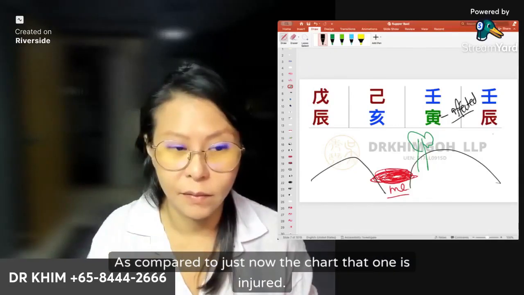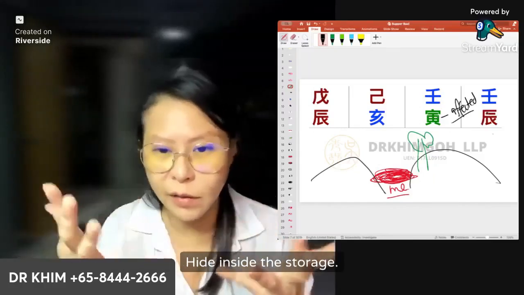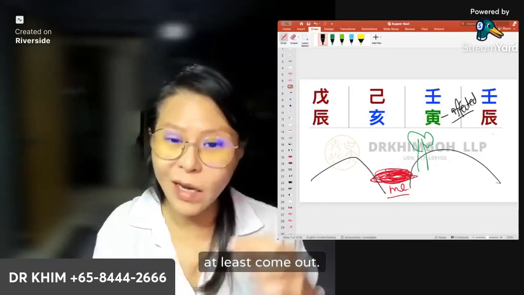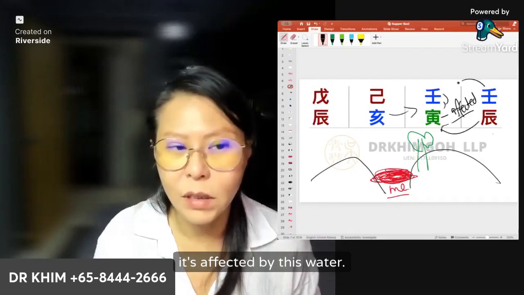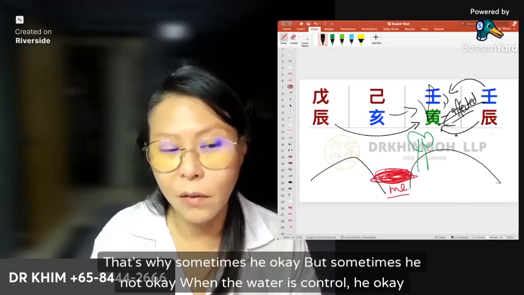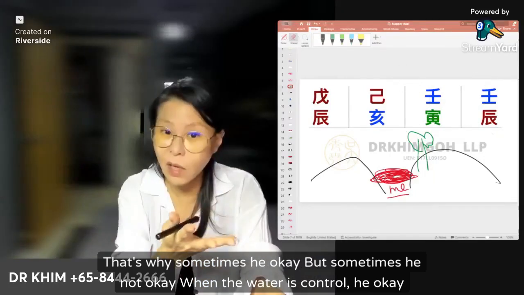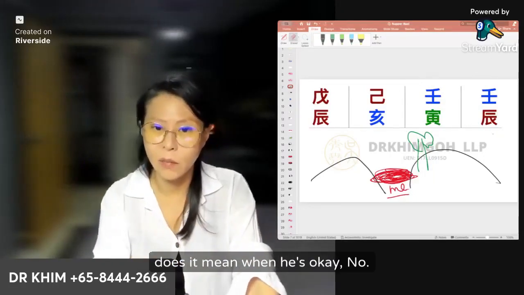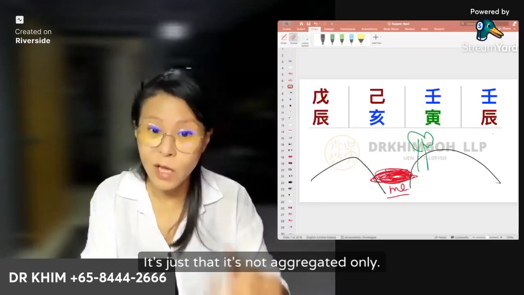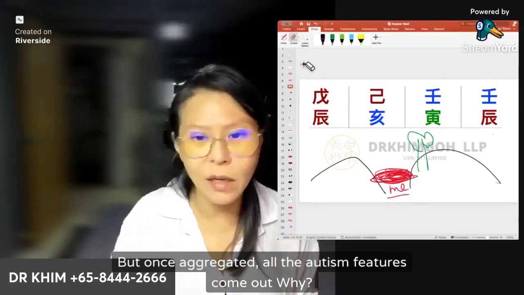As compared to just now that chart, that one is injured. The wood don't even dare to come out. Hide inside the storage. This one at least come out. It's affected by this water. Because anytime 不小心 all this water would finish rotten. That's why sometimes he okay, but sometimes he not okay. When the water is controlled, he okay. Does it mean when he's okay? No. It's just that it's not aggregated only. But once aggregated, like that, all the autism features come out.